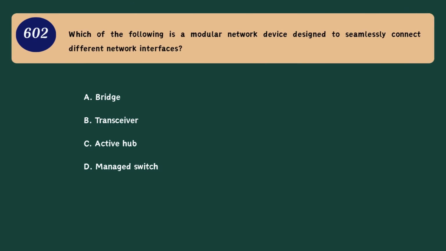Question 602. Which of the following is a modular network device designed to seamlessly connect different network interfaces? A. Bridge. B. Transceiver. C. Active hub. D. Managed switch.